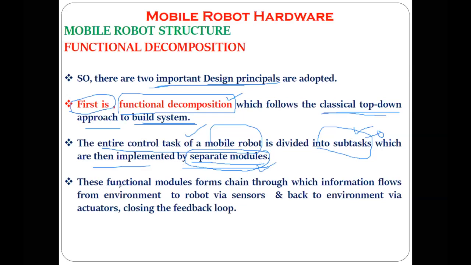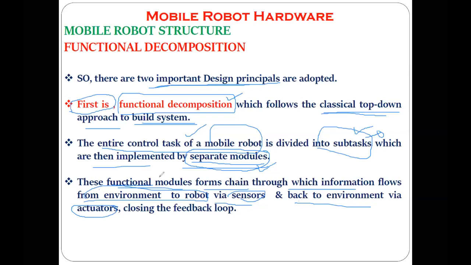These separate modules can also be referred to as functional modules. These functional modules form a chain through which information flows from the environment to the robot. How does the information flow from the environment to the robot? With the help of sensors, and again back to the environment via some actuators. When information flows from the environment to the robot, the processing of that information happens with the help of some components of the robot, and after processing, the robot has to take action. When the robot takes the action, that action is performed in the environment.